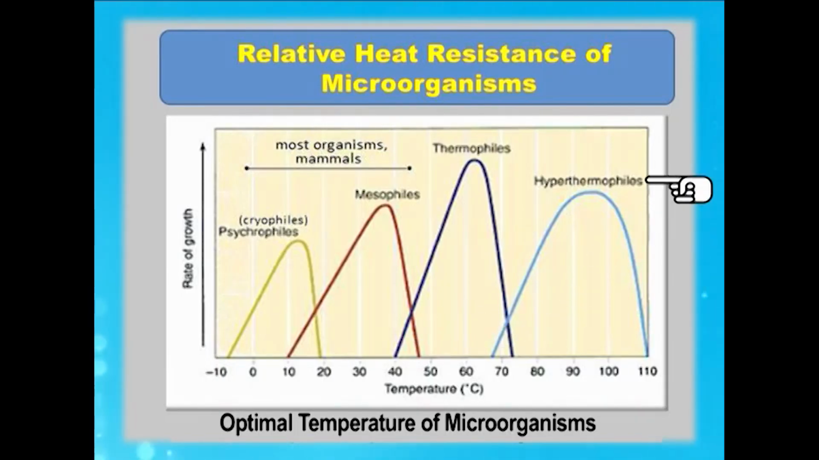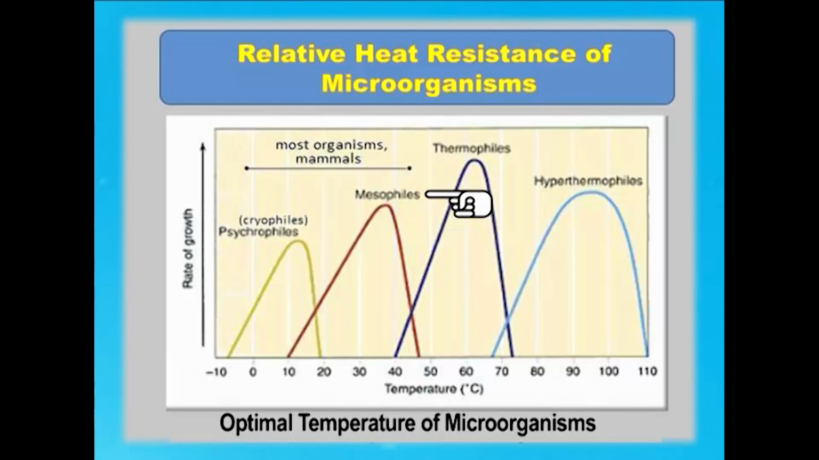However, the hyperthermophiles are able to survive at a temperature of 65 to 110 degrees Celsius. So, we find that there is a various optimal temperature range for the growth of different types of microorganisms. Now, how to devise the heat treatment method? Because a food has numerous kinds of microorganisms.